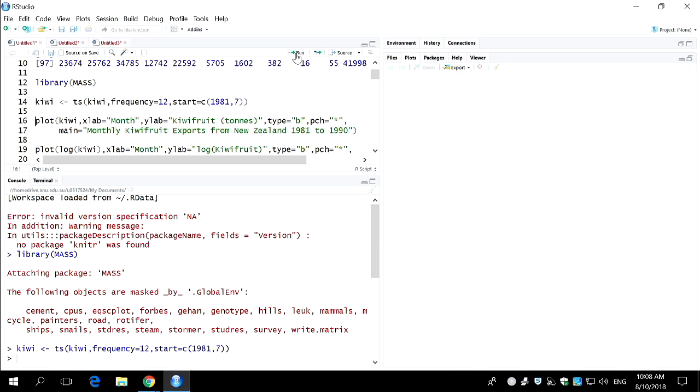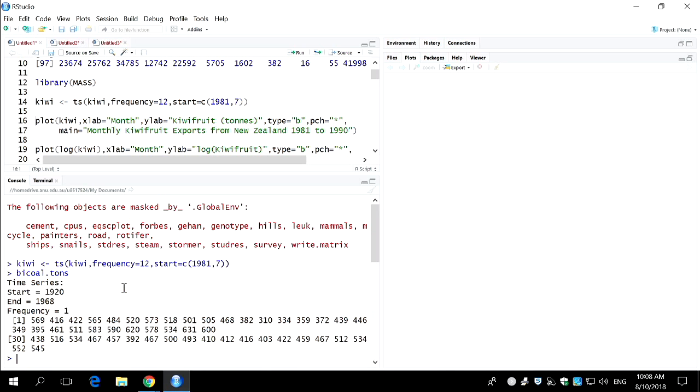All right. So the data set that you've got is called bicoal.tons, just in case you haven't started yet or haven't looked at it yet. You'll see if I just type that, it tells me it's a time series, start in 1920, frequency is 1. So it's already been set up as a time series.